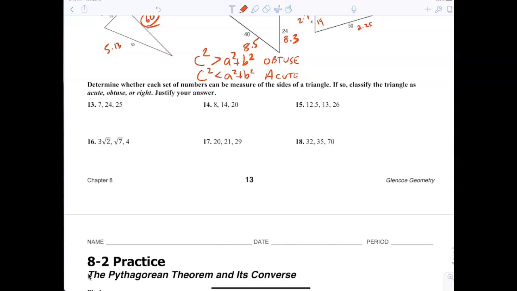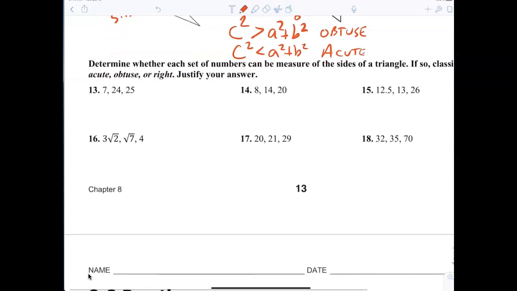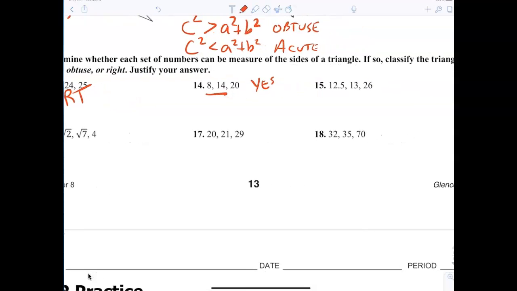All right, so now let's look through these real quick. Is 13, well, we can just say that's automatically what? Right. Now, is 8 plus 14 greater than 20? So that's a triangle. Yes, that's a triangle. Is 12.5 plus 13 greater than 26?